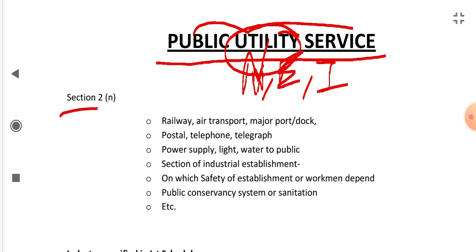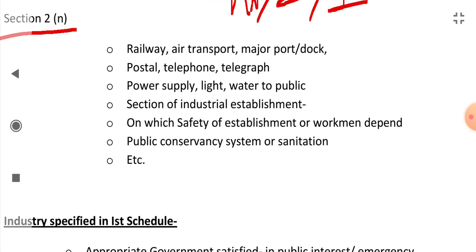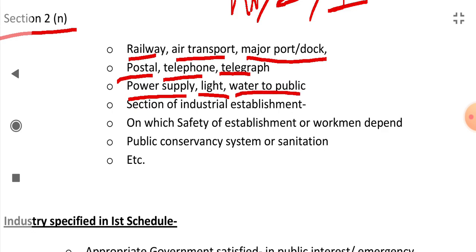Section 2(n) of the Industrial Disputes Act defines or categorizes the public utility services. What are these industries or services? Railway comes under public utility service. Air transport, major ports or docks, postal services. Telephone, telegraph, power supply to your house, electricity supply, light, water to the public. Sections of an industrial establishment on which the safety of the establishment or workmen depends.